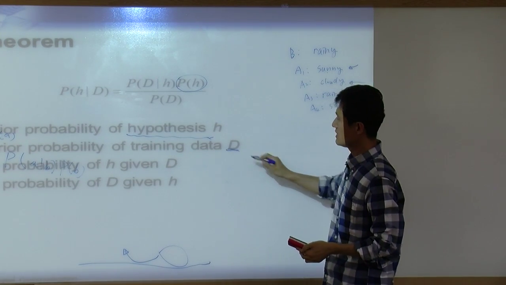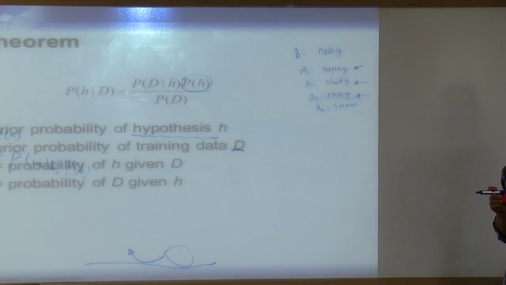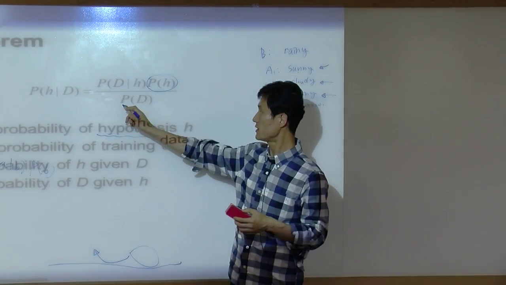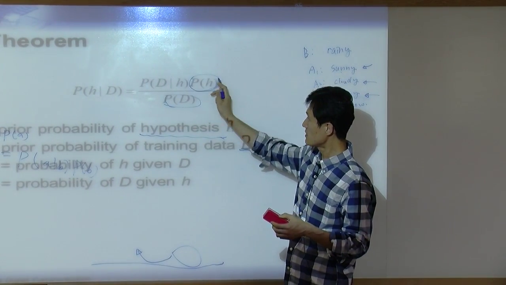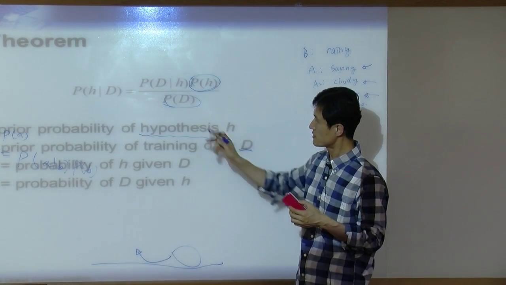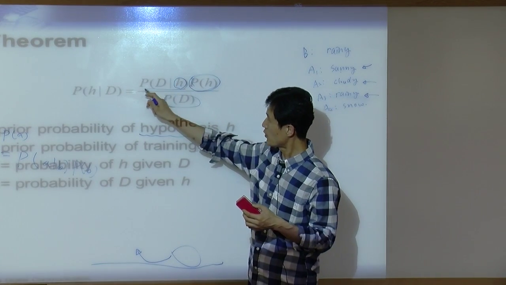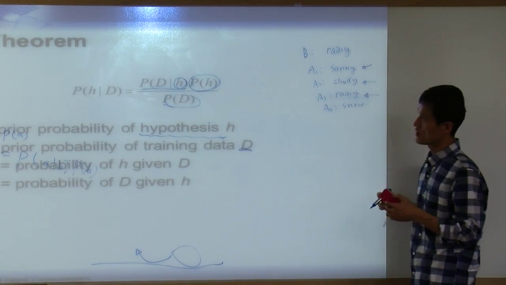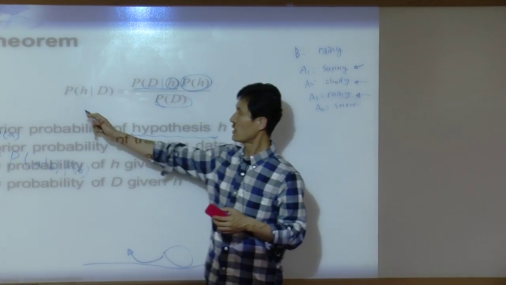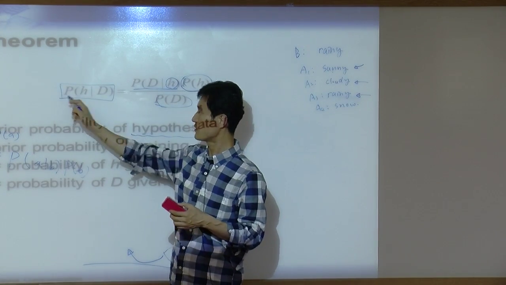This D is the observed data. Okay? So you have some probability of observed data. This is the probability of hypothesis. So given the hypothesis, what is the probability of the observed data? Eventually, you want to calculate this one. So this is what you are going to calculate eventually.